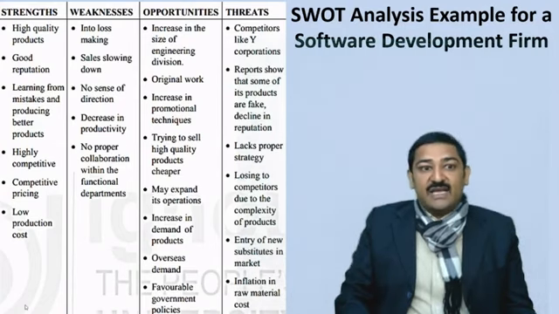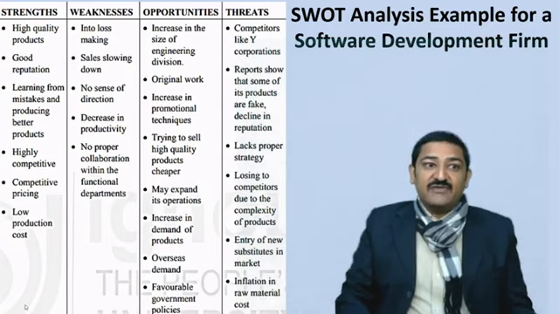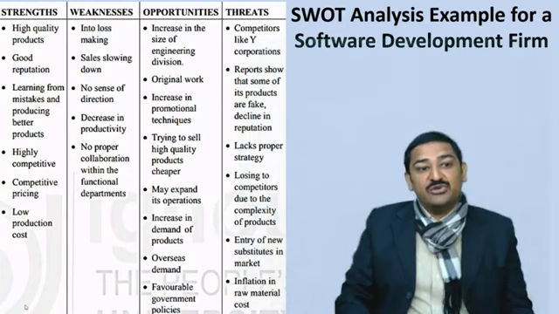For that, an example is quoted here of a software development firm, where the strengths, weaknesses, opportunities, and threats have been identified. For example, six major strengths have been identified for a specific software firm. One is high quality products. Second, good reputation of the firm. Third, learning from mistakes and producing better products. Fourth, highly competitive edge of the firm. Fifth, competitive pricing offering. And sixth, low production cost.